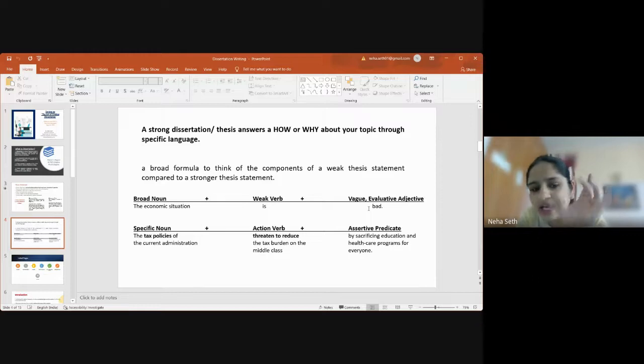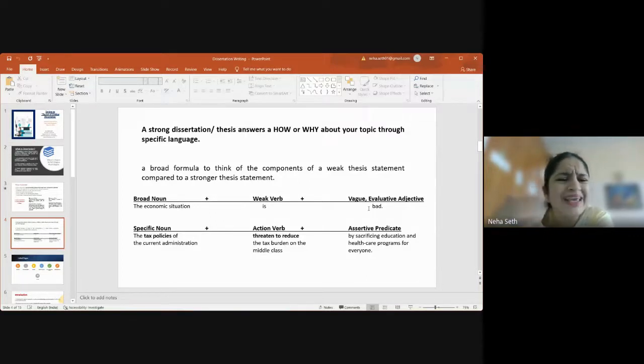So you are now clarifying what the noun is, what is going to affect what. The verb is threatened to reduce the tax burden on the middle class. So this is what they are going to do. These kinds of policies are going to affect, by sacrificing education and healthcare programs for anyone. So how it is going to affect it: the vague adjective is replaced by a particular activity which is going to affect the middle income people.